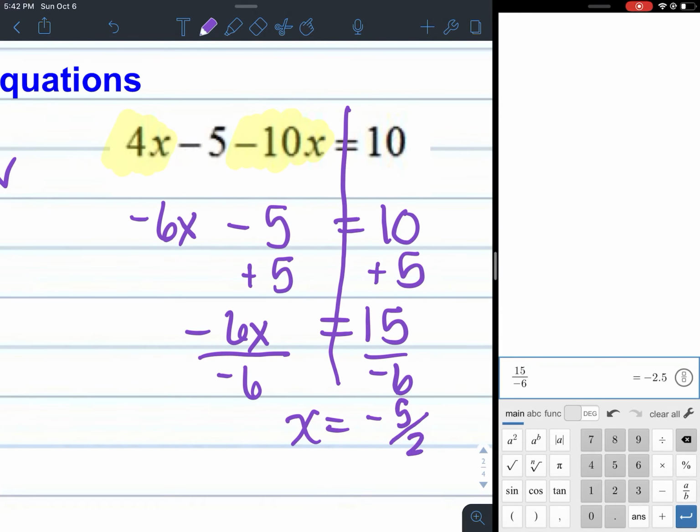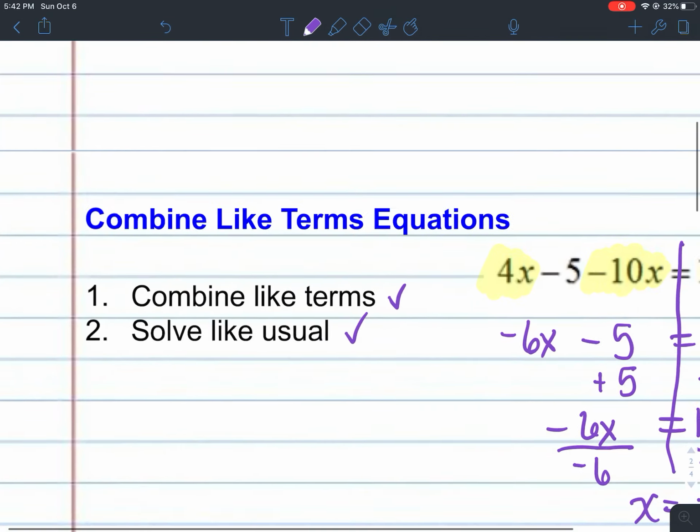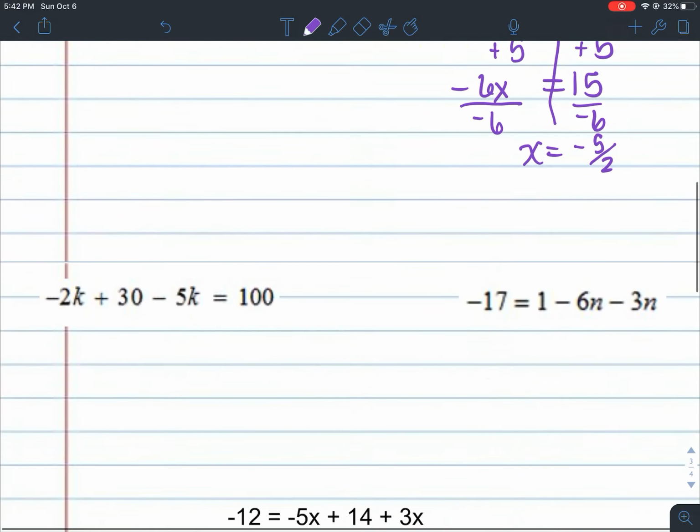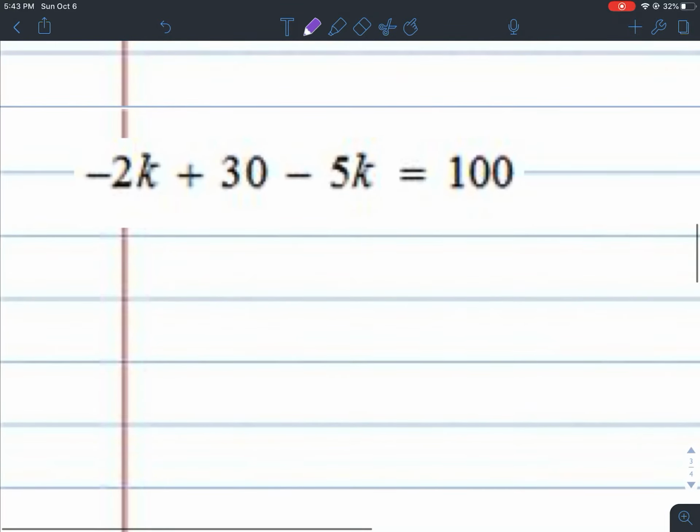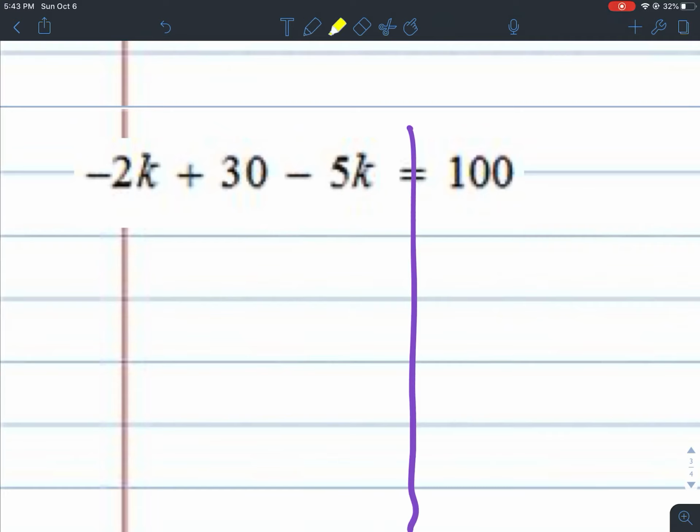So that's kind of just a basic one. I'm going to do a couple more with you so you have some more examples in your notebook on this. Let's just do this one, and then we'll do the one below it too. So we're going to do the same thing. We're going to draw a line. The first thing you're going to want to do is get your variables together. Those are k's. I know it's kind of pixelated.